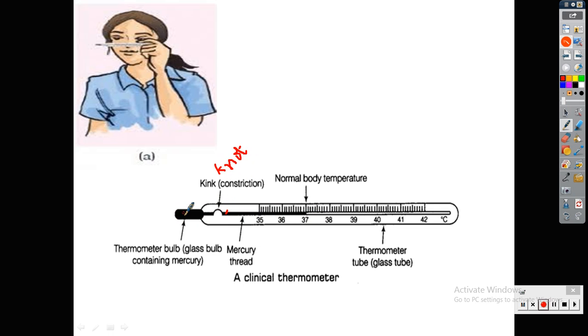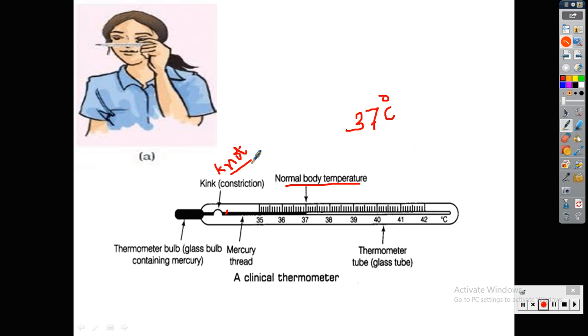So when we touch this part on the body of a person, due to the expansion the mercury will go up and we will get the temperature. Here it is written 37 degree centigrade, which is a normal human body temperature that we measure with the help of this clinical thermometer.